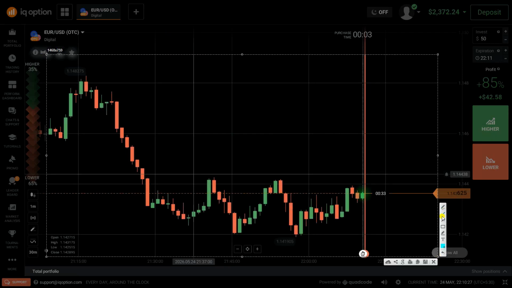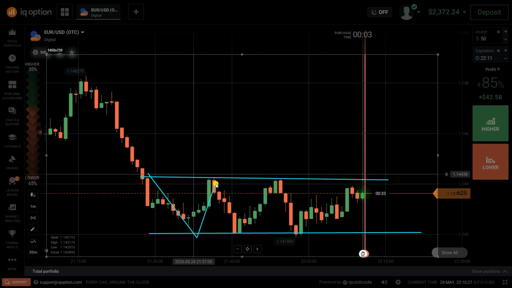Here I'm using today's OTC market, but we can use any market. Price action for every market is similar. This is the strongest resistance and this is the strongest support, where the market is fluctuating between these two levels.